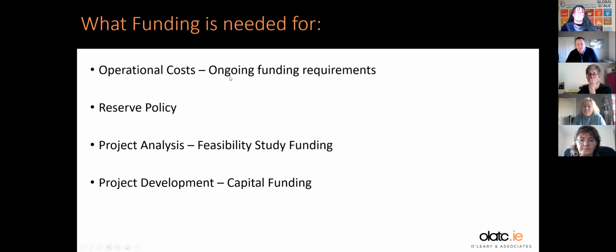Operational costs are very difficult to get grant aid for. It's very difficult to get grant aid for staffing costs, for utilities, for rent, for ongoing costs. You need to probably fund those through other sources like fundraising, fee income and sponsorship. There is some core grant aid out there for certain organizations that do cover operational costs, but for the majority of organizations, operational costs are rarely covered under grants.